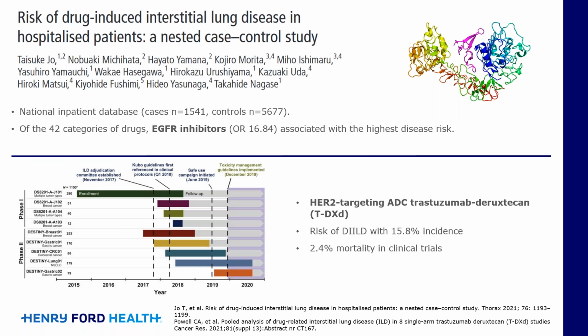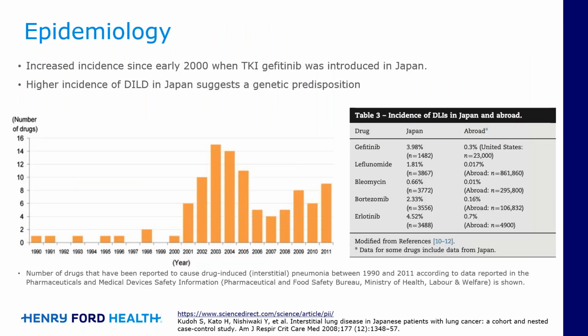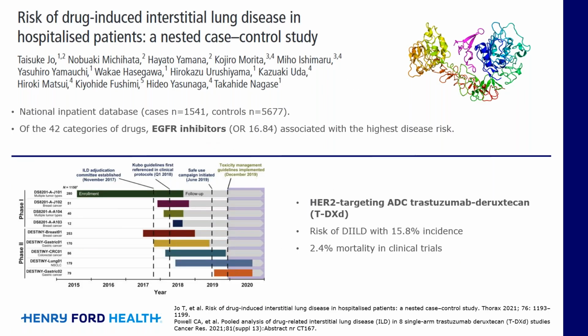Focusing specifically on EGFR and, as I mentioned, the HER2 antibody drug conjugate, trastuzumab deruxtecan. The first study was a nested case control study. Basically, the controls were 3 times the number of cases. And this was a Japanese inpatient database review of all diseases associated with interstitial lung disease. They reviewed 42 categories of drugs. The EGFR inhibitors were associated with the highest risk, with an odds ratio of 16.